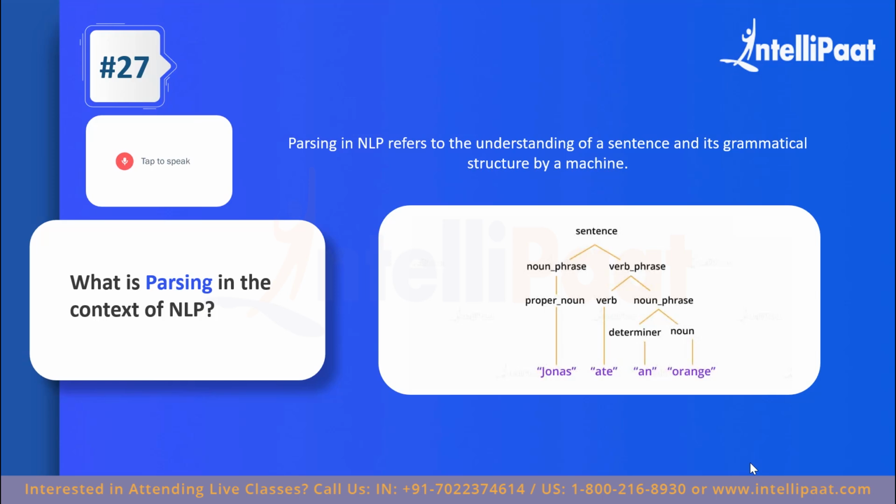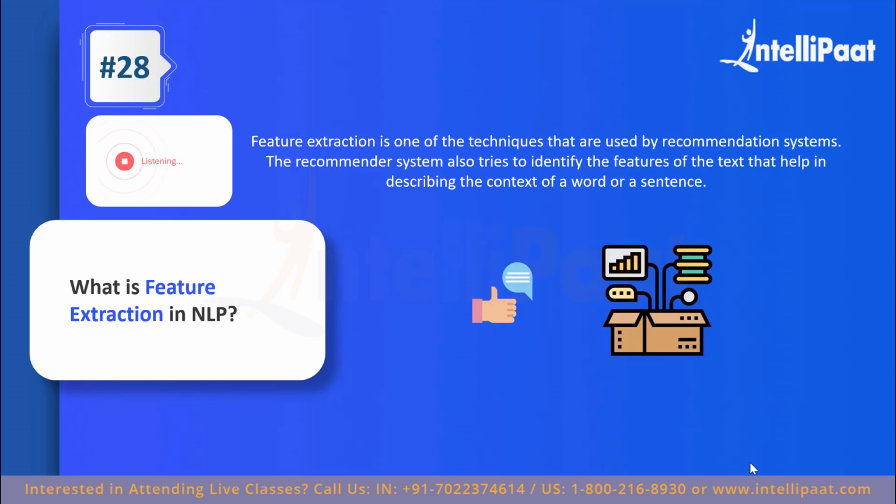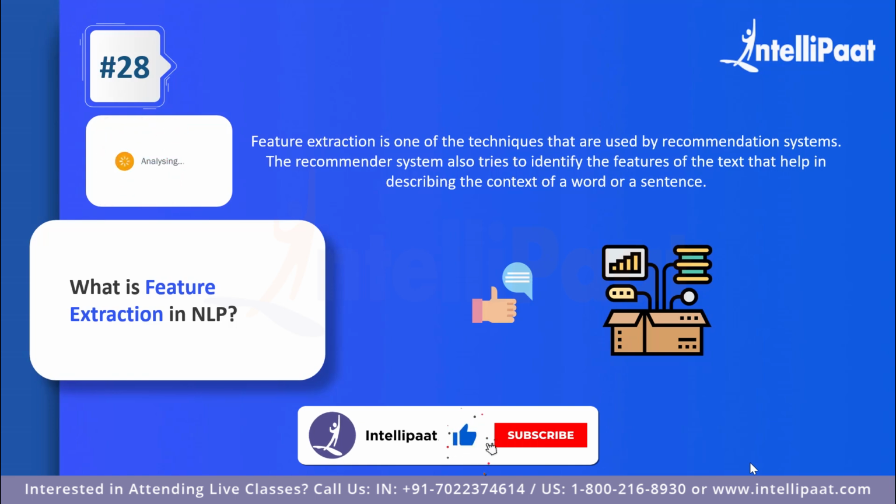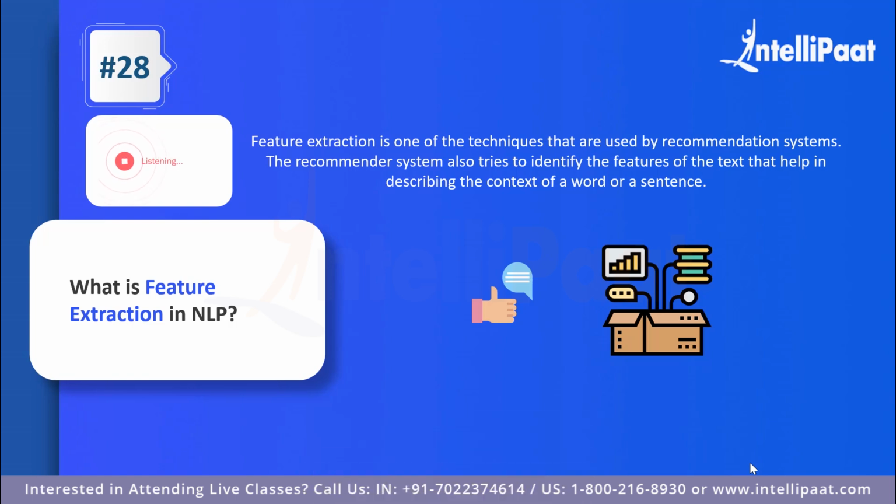Now let us move on to the next question. What is feature extraction in NLP? Features or characteristics of a word help in context or document analysis. Also, they help in sentiment analysis of a text. So feature extraction is one of the techniques that are used by recommendation systems and for giving reviews such as excellent, good or great for a movie, or it can be negative. All these are recognized by a recommender system.